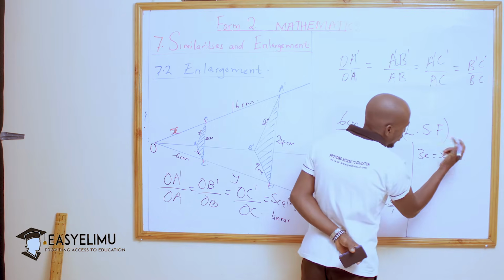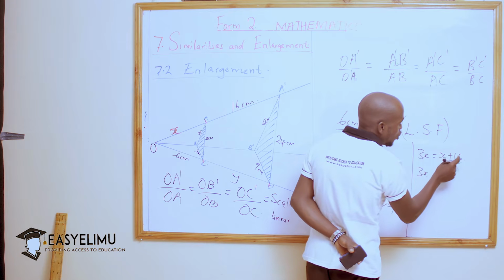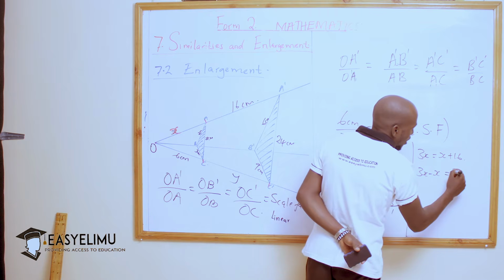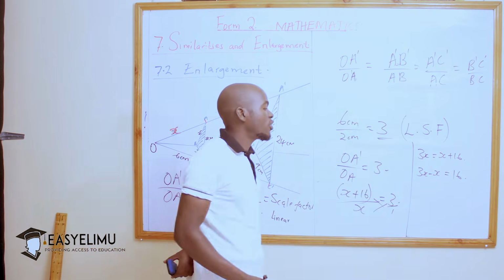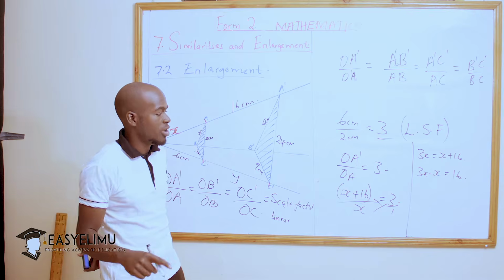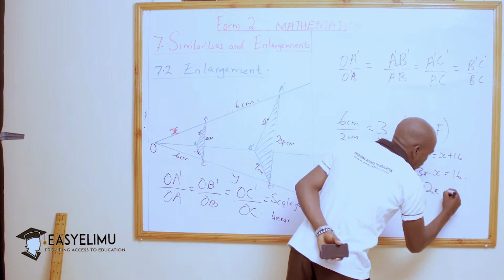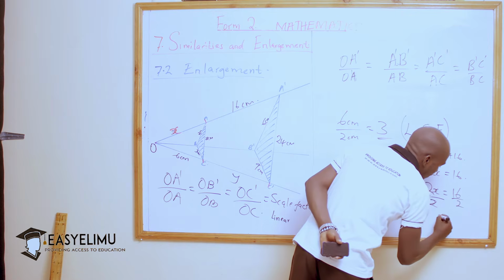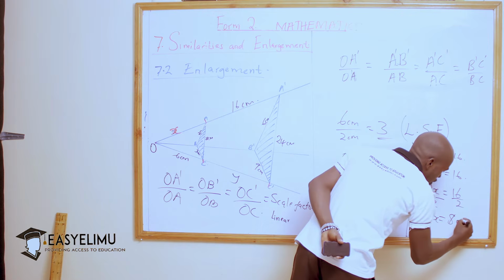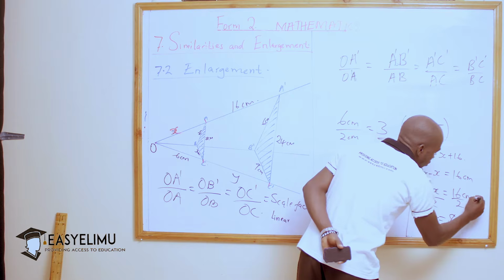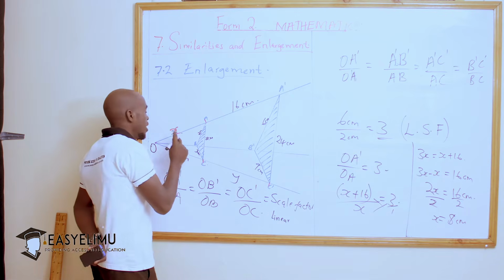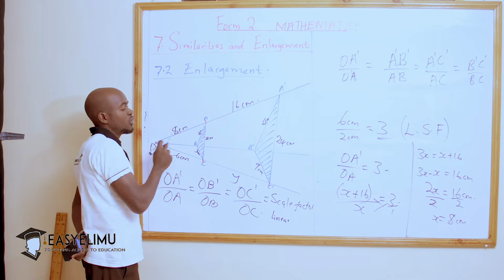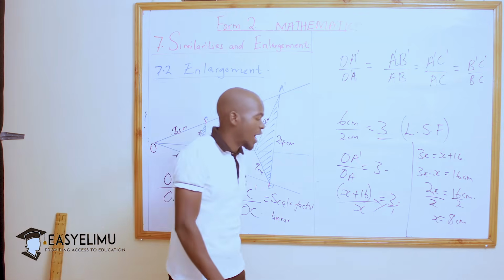In order to get x, you subtract x on the right hand side so as to eliminate it, and also on the left hand side you subtract x, and you will have 2x is equal to 16. You are going to find your x as 8. So x equals 8 centimeters. Meaning the distance from the center of enlargement to A is 8 centimeters, as you can see.